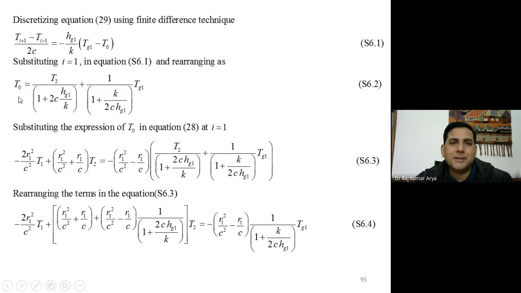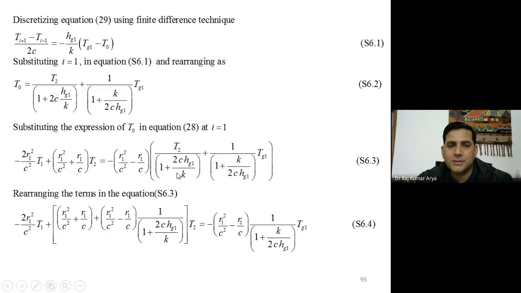From here, if you rearrange everything properly, this is just the formulation of the matrix. So you get T naught in terms of T2 and so on. Then you put this expression back into equation number 28 which we had previously. So this is now your next boundary condition in terms of the convective boundary conditions.